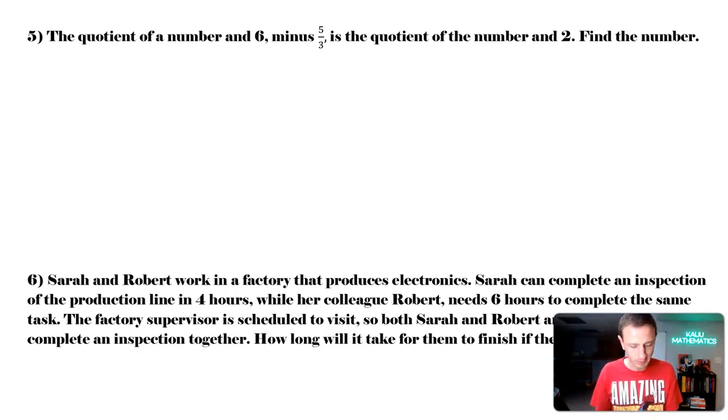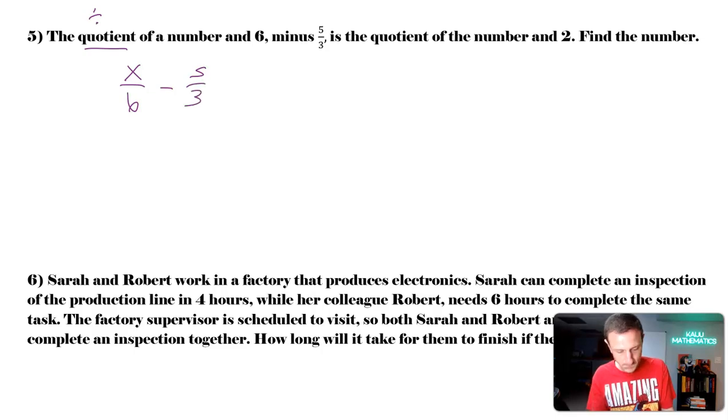We have the quotient of a number and 6 minus 5/3 is the quotient of the number and 2. Find the number. So quotient indicates division. The quotient of a number and 6: I'm dividing some number that we don't know by 6, minus 5/3, is the quotient of the number and 2. So the quotient, again, is division of that same unknown number and 2.